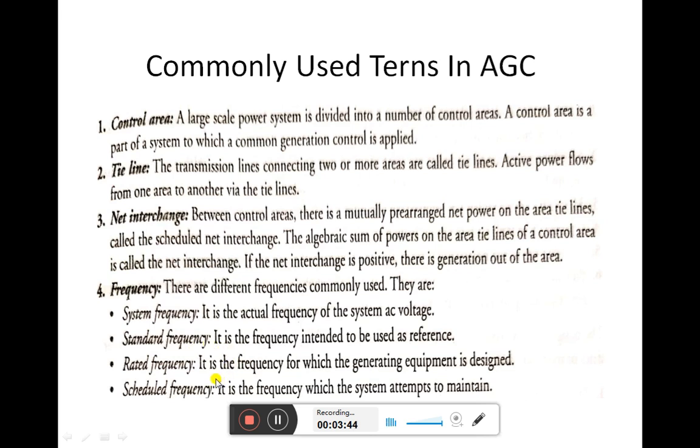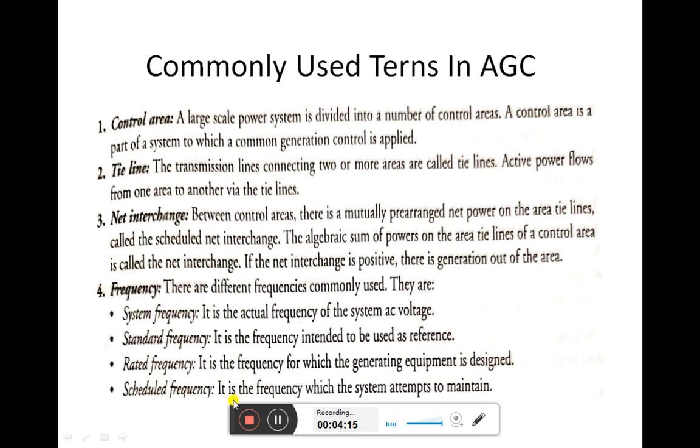Then rated frequency. It is the frequency for which the generating equipment is designed. In our power system we will have interconnection of various components, and all those components will have their rated values. Rated values are nothing but the values for which that particular equipment is designed. So rated frequency is the value at which that device is designed to operate.